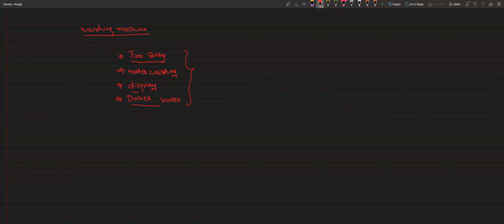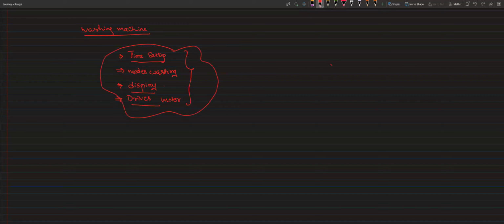And whatever configuration you give to the washing machine, it is going to display that in a 7 segment or LCD display, depending on the type of washing machine you use. So internally, to do all this, we should have some computer, right? Computer. So we have two choices.